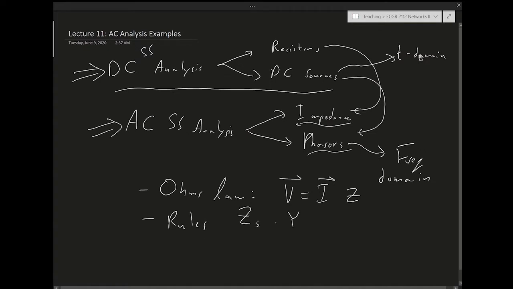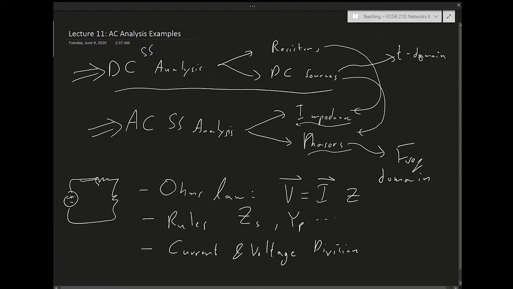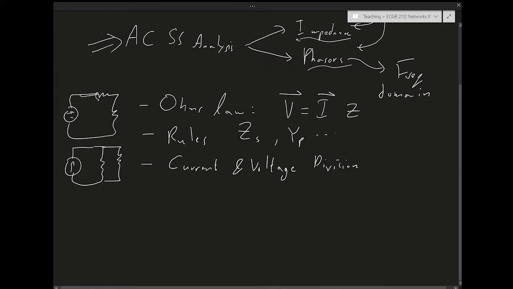And then we know the rules for calculating impedances in series, admittances in parallel, right? We know how to do current and voltage division from networks 1, right? If you have a voltage divider, you know how to do that. If you have a current divider, so I have a current that's divided between two resistors, you know how to do that, right? And then KVL and KCL, the cornerstones of circuit analysis, right? And then those are the basic techniques.